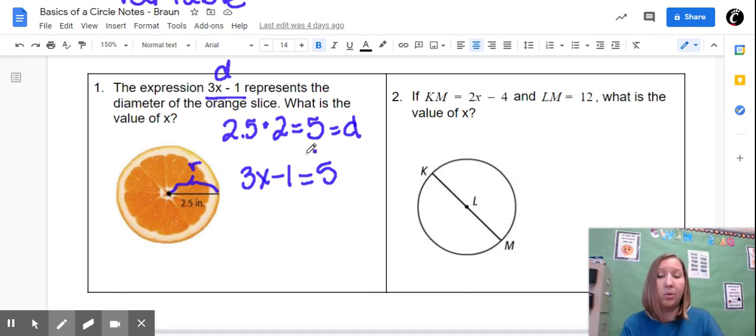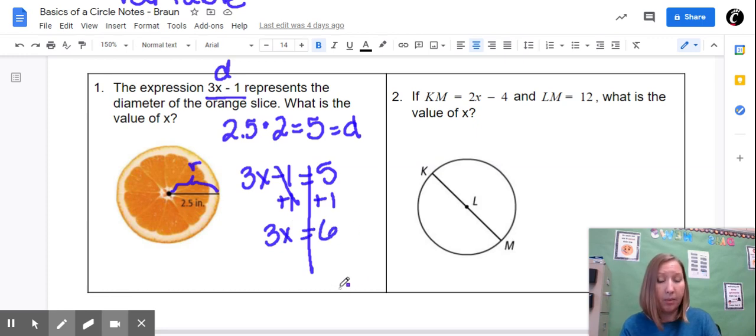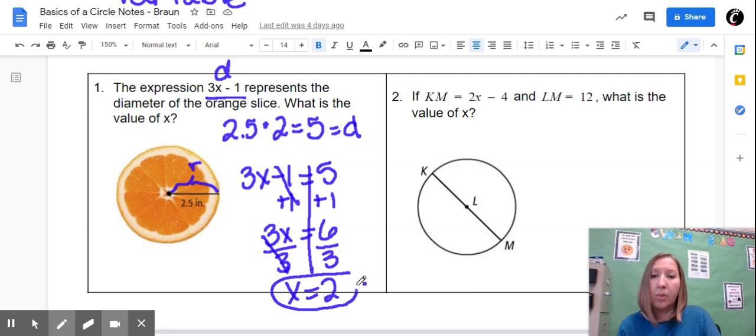Now, I just solve how I would solve any equation. I'm going to draw my line down my equal sign, and then I'm going to use my opposite operations. I have minus 1, so to get rid of minus 1, I'm going to add 1 on both sides. That's going to leave me with 3x on the left and 6 on the right. In order to get my variable by itself, I want to divide by 3. My 3's cancel out, and 6 divided by 3 leaves me with x equals 2. So in this problem, the value of x is 2.